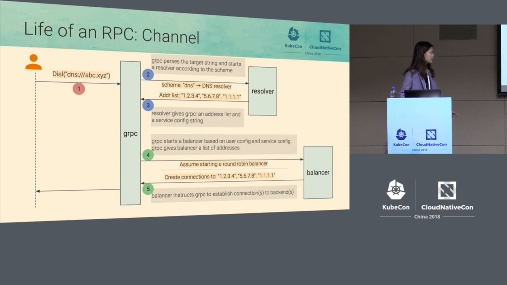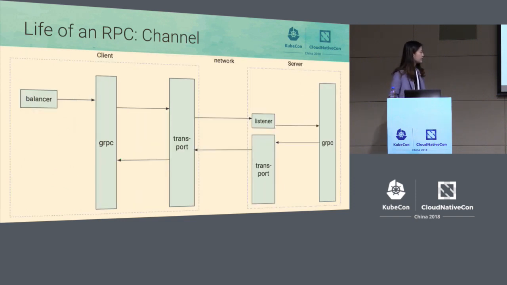So the balancer instructs gRPC to establish the connections, and gRPC will return a ClientConn, which is an abstraction of the channel in gRPC-Go, to the user. The user will then use the ClientConn to initialize the generated code stub that the user can then invoke RPC methods on top of.